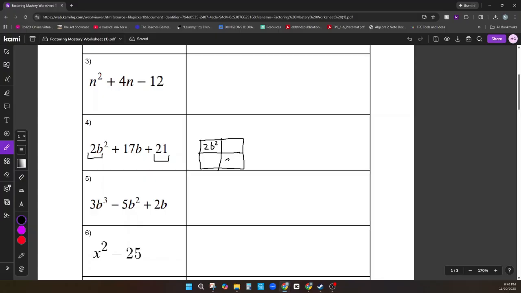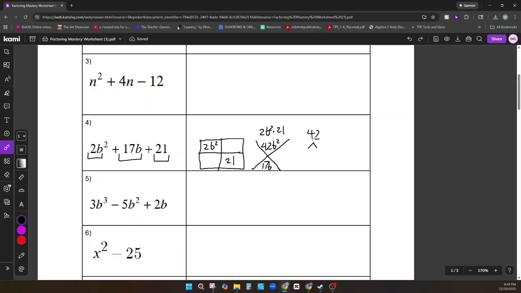So I have 2b squared and 21. Now, since I have a term in front of my b squared, in front of my first term, that's when I use my generic rectangle, generic diamond method. And that means I'm going to take my first term, 2b squared, multiply it by 21, and I'm going to get 42b squared. And of course, I'm aiming for my middle term, 17b. So now I'm looking for numbers that multiply into 42 that will also give me 17.